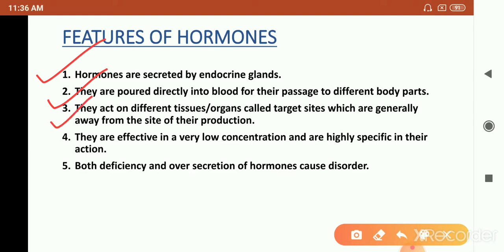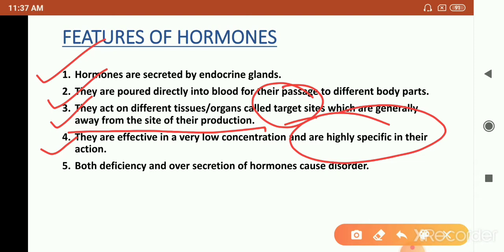The third feature is that they act on different tissues or organs called target sites, and the target sites are generally away from the site of production of the hormones. That is, hormones are made at one place and they act on some other place. Then, hormones are effective at very low concentration, and they are highly specific in their action. And finally, one more important feature is that both deficiency or oversecretion of a hormone leads to disorder, about which you'll be learning in the later slides to come.